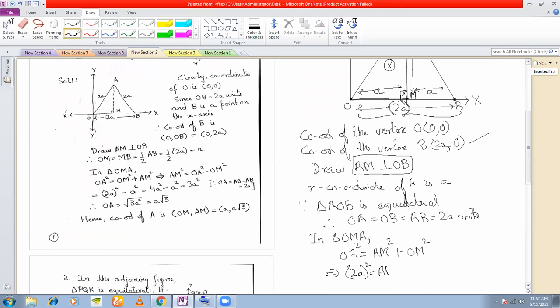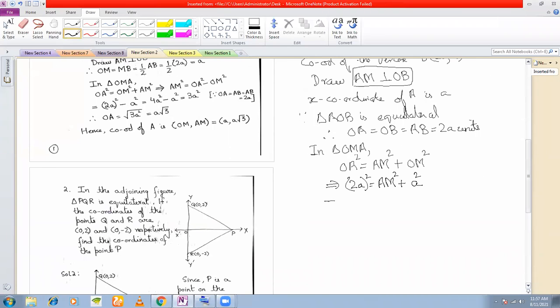AM we need to find out, so you put AM square. And OM is A, so you put it equal to A square. Okay. Now from here you can calculate. That means 4A square is equal to AM square plus A square. That means 4A square minus A square is equal to AM square. That means 3A square is equal to AM square. That means AM square is equal to 3A square.